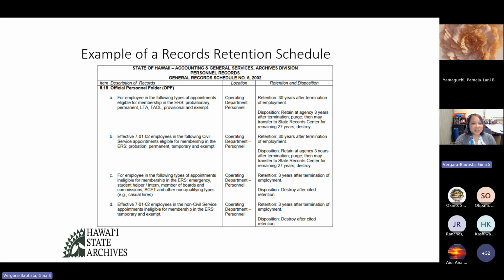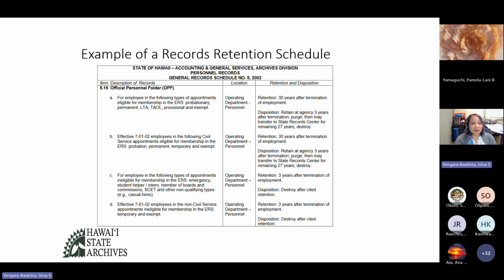So we're going to look at retention and disposition. It says retention is 30 years after termination of employment. Disposition is what do you do? What you need to do for these records is retain it in the agency for 3 years after termination. Purge, there's certain types of records you could remove from the file if you want to, and then transfer to the State Records Center for the remaining 27 years, and then destroy.